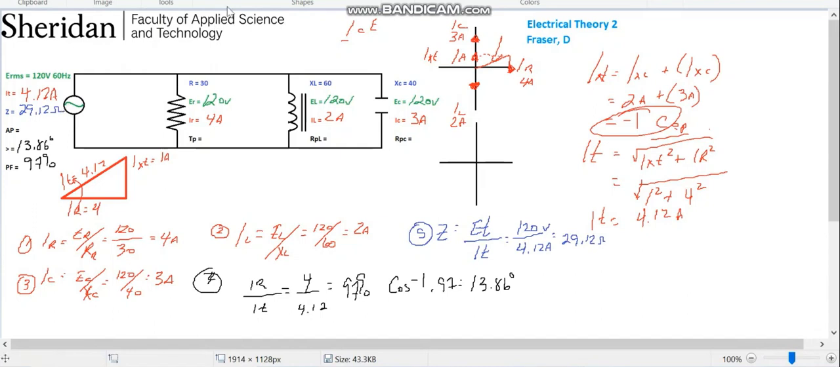Okay, on to our powers. So let's go resistor power first. True power equals voltage across the resistor times amperage of the resistor. So I got 120 times 4. So I got 480 watts dissipated across the resistor.